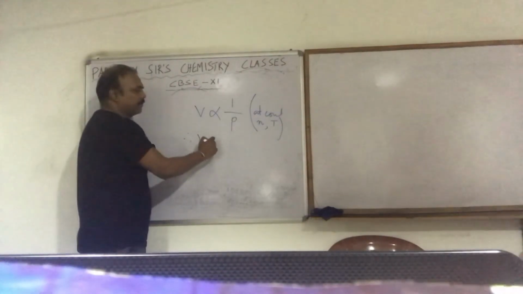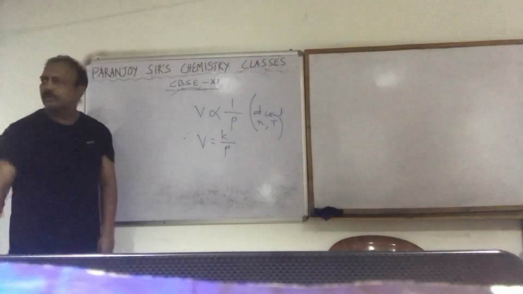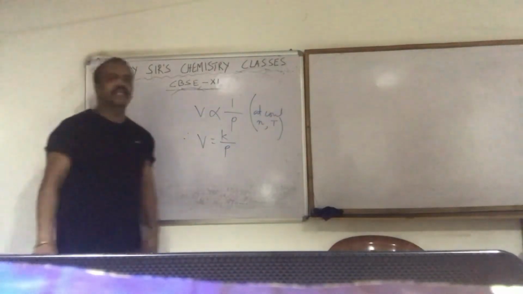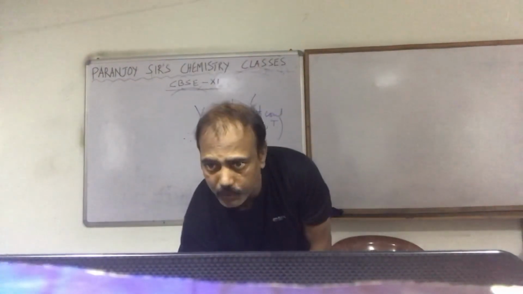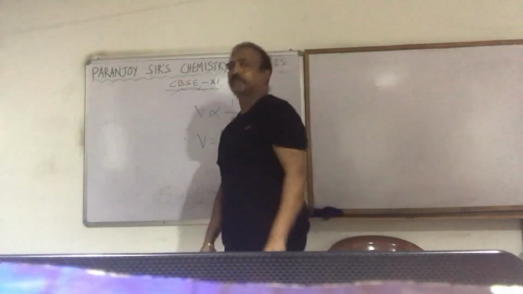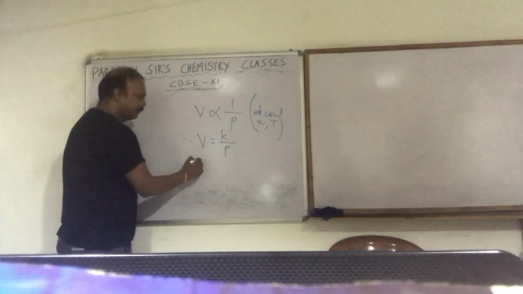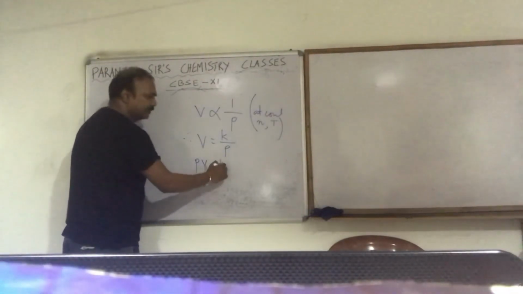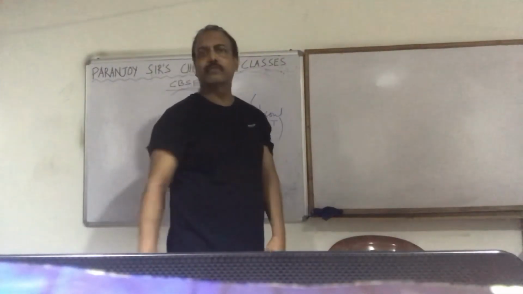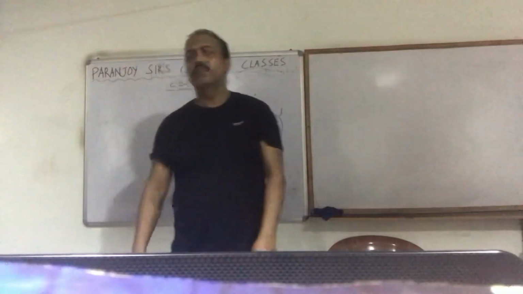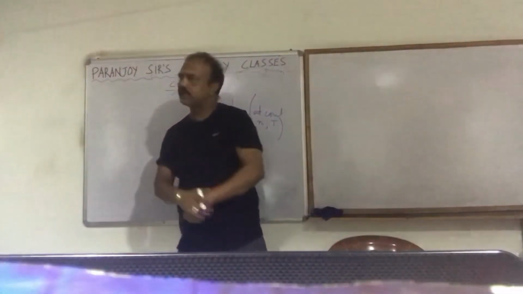Therefore, just a little bit of mathematical derivation will do. Therefore, V is equal to some constant we can write, K divided by P. Yes? Where K is the proportionality constant. Therefore, PV equal to K. So PV equal to K means what? The product of pressure and volume at any condition is constant.